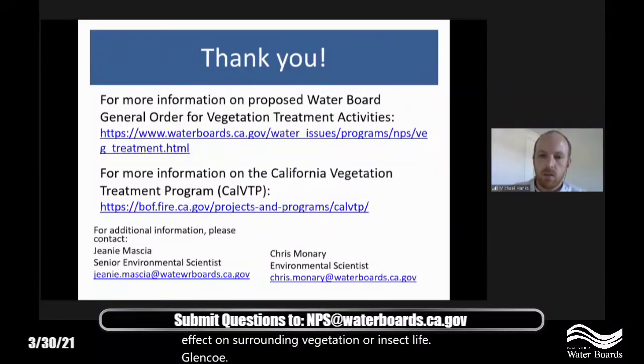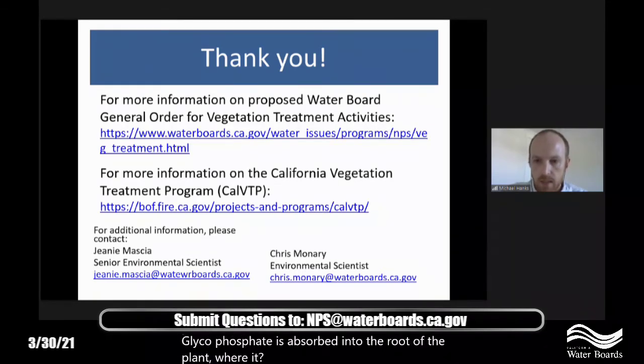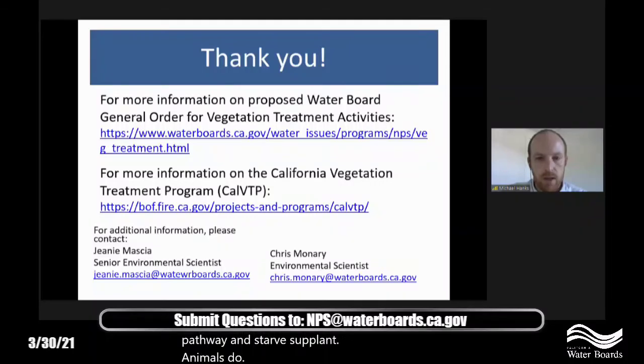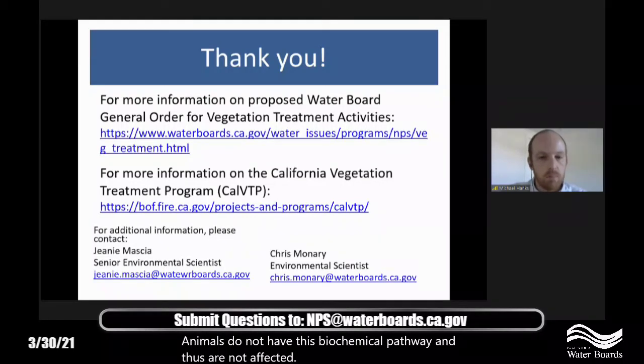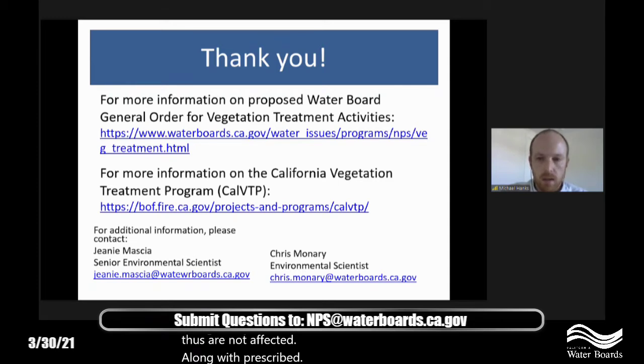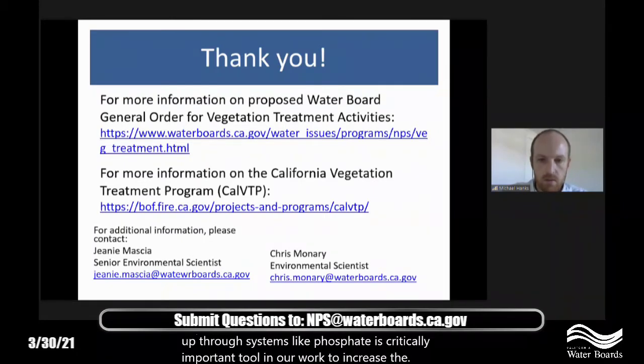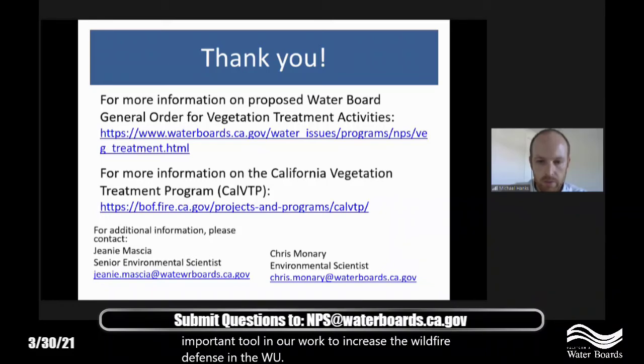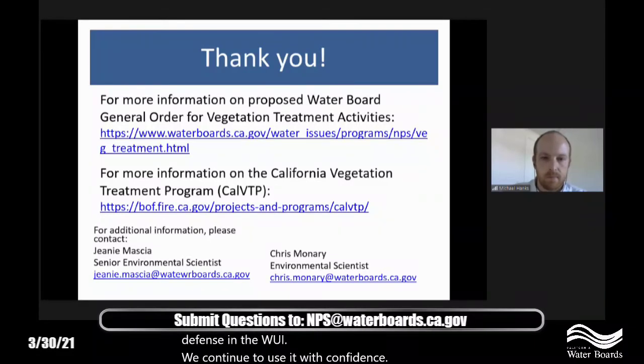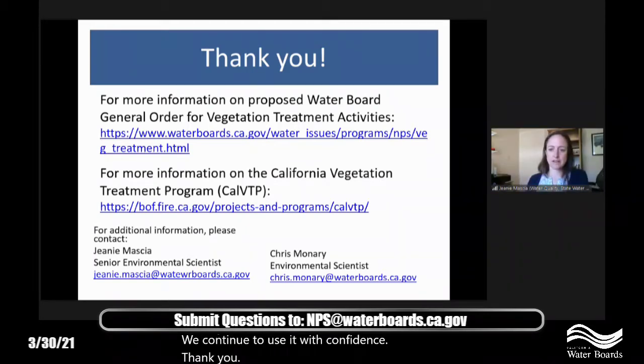Glyphosate is less toxic than vinegar or table salt, both of which have deleterious effects on other plants and on soil. Glyphosate is absorbed into the root of the plant where it interrupts the shikimate biological pathway and starves the plant. Animals do not have this biochemical pathway and thus are not affected. Along with prescribed fire and mechanical digging out root systems, glyphosate is a critically important tool in our work to increase the wildfire defense in the WUI. We continue to use it with confidence. Thank you very much for that comment. We appreciate the information that you provided.